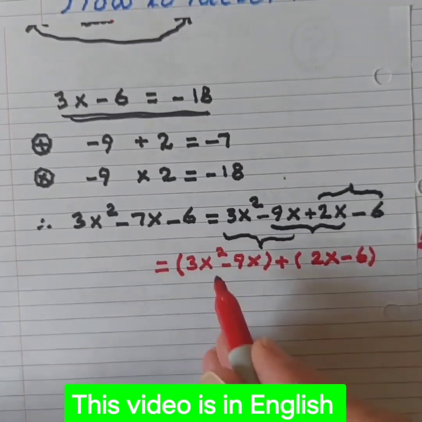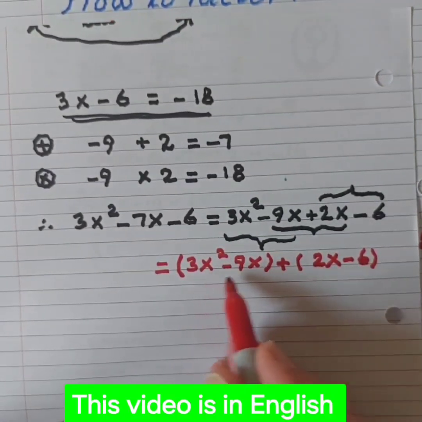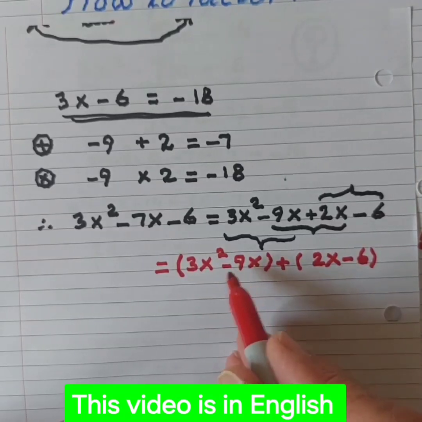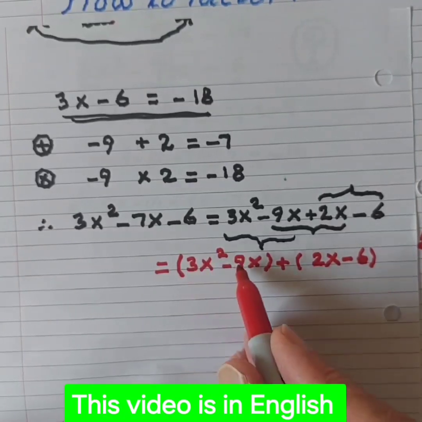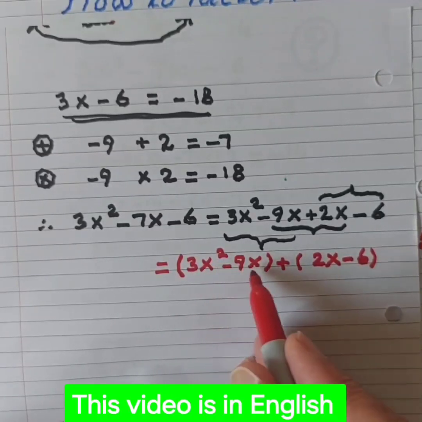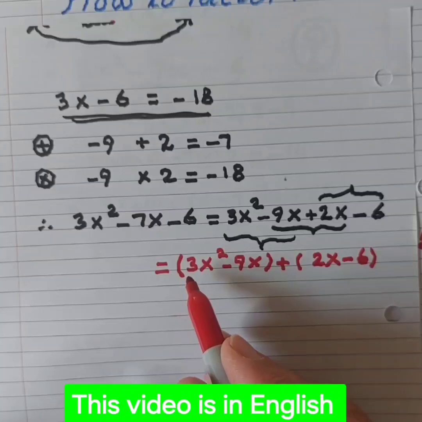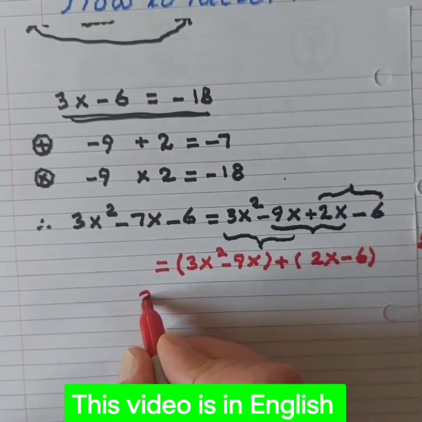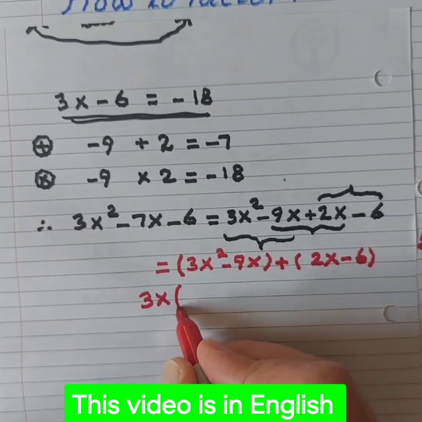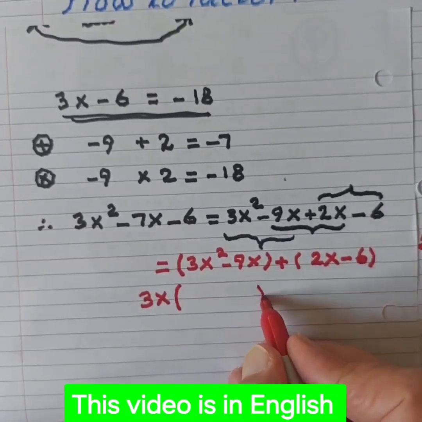Now what's the common factor between these 2 terms? We have here 3, we have here 9, that means 3 times 3. Then 3 is common. Also the variable, which is x, here is x times x, here is x. So x is common. Then 3x is the common factor, and we write it outside the brackets.